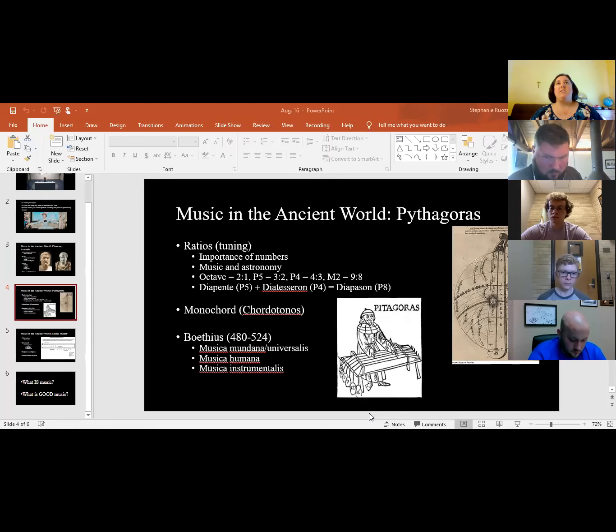And Pythagoras supposedly discovered these relationships when he was walking past a blacksmith's shop, and he heard the blacksmiths banging on different size hammers and anvils. And so when he measured those hammers, he found that hammers were in tune according to certain size relationships.